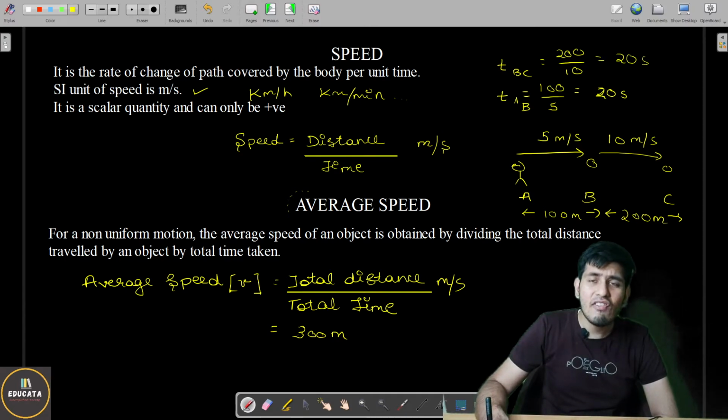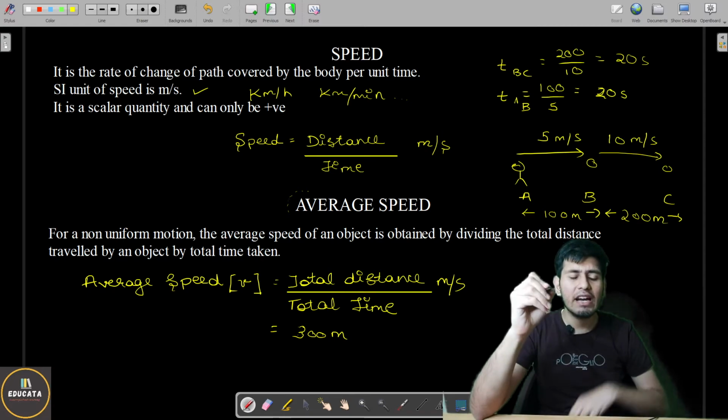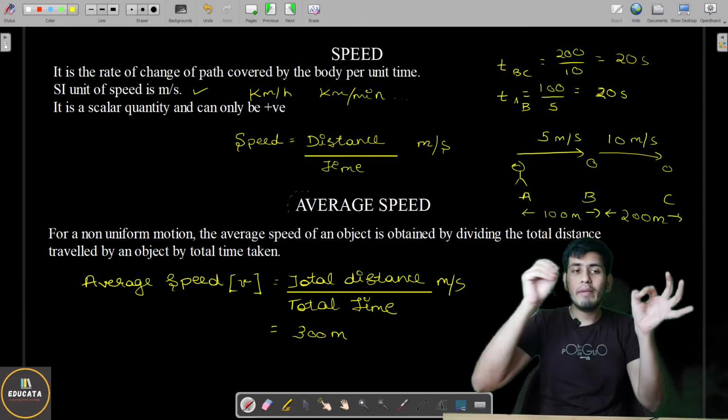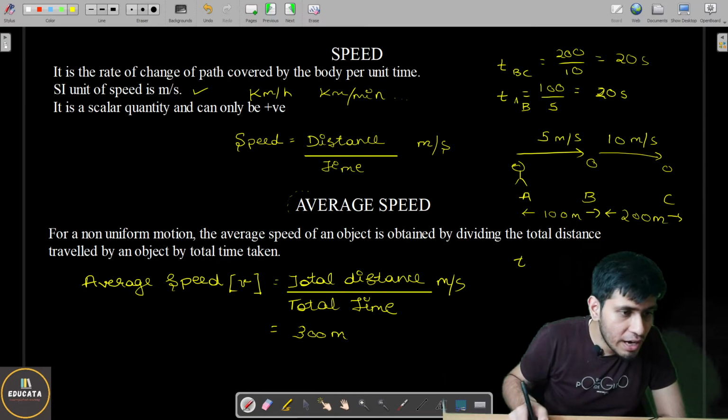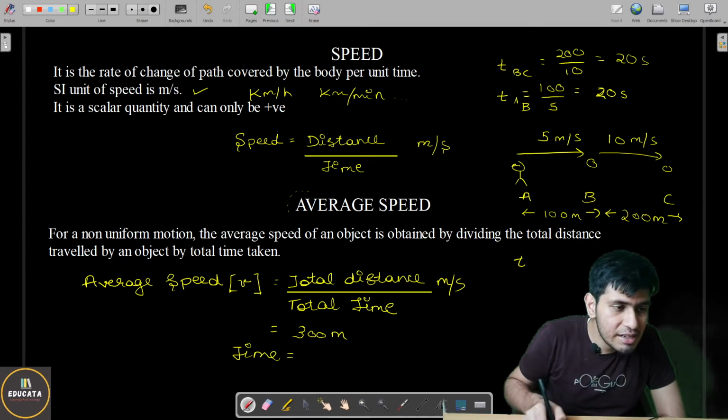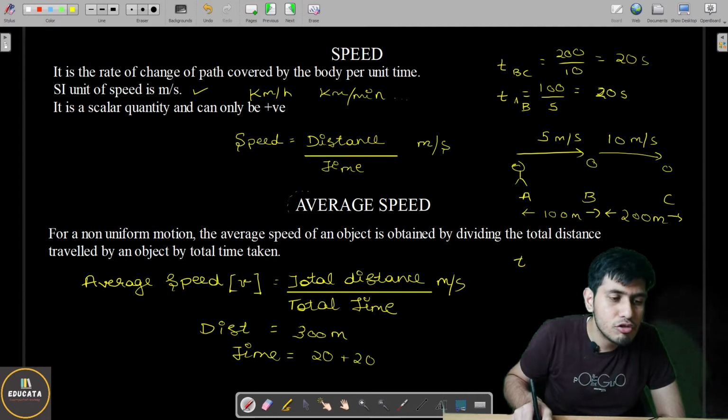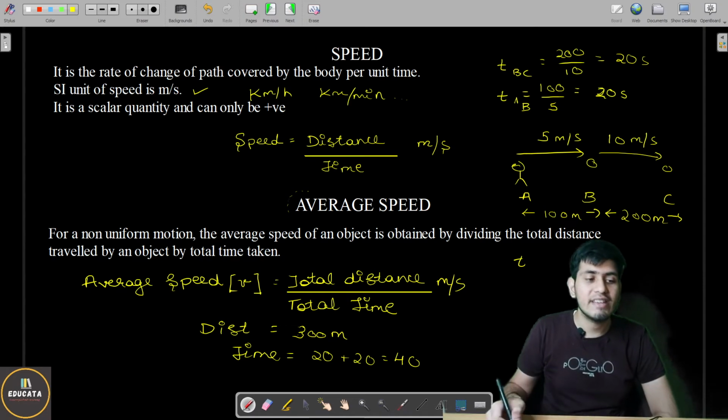Can we find out the total time taken for a person in reaching from A to C? Yes, the total time is equal to 20 seconds plus 20 seconds, which is equal to 40 seconds. Okay, it is equal to 40 seconds.